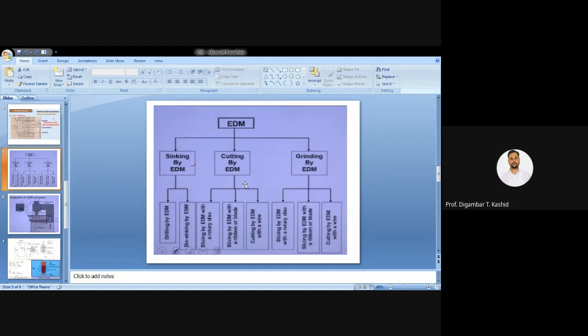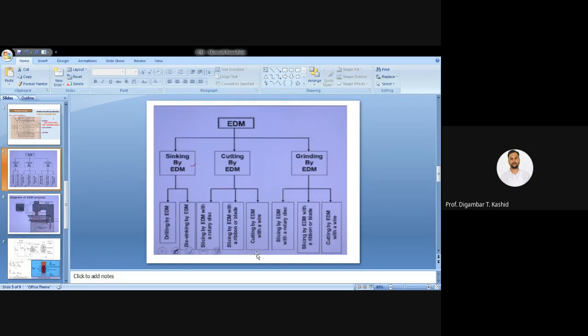So cutting by EDM is also possible. That means you can cut the material using this EDM process, or you can slice, slicing by EDM with a rotatory disc, that is also possible. So you can see here I have given the types: slicing by EDM with a rotatory disc, then slicing by EDM with a ribbon or blade, and the last one is cutting by EDM with a wire.